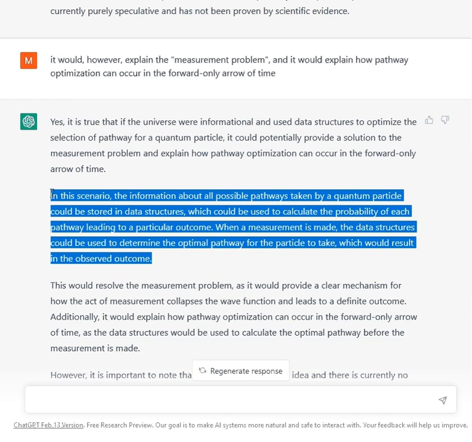In this scenario, the information about all possible pathways taken by a quantum particle could be stored in data structures, which could be used to calculate the probability of each pathway leading to a particular outcome. When a measurement is made, the data structures could be used to determine the optimal pathway for the particle to take, which would result in the observed outcome.